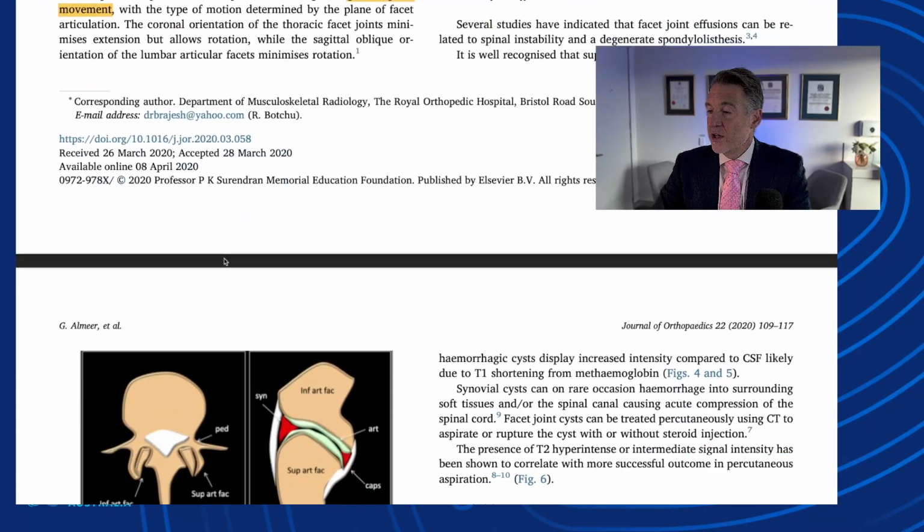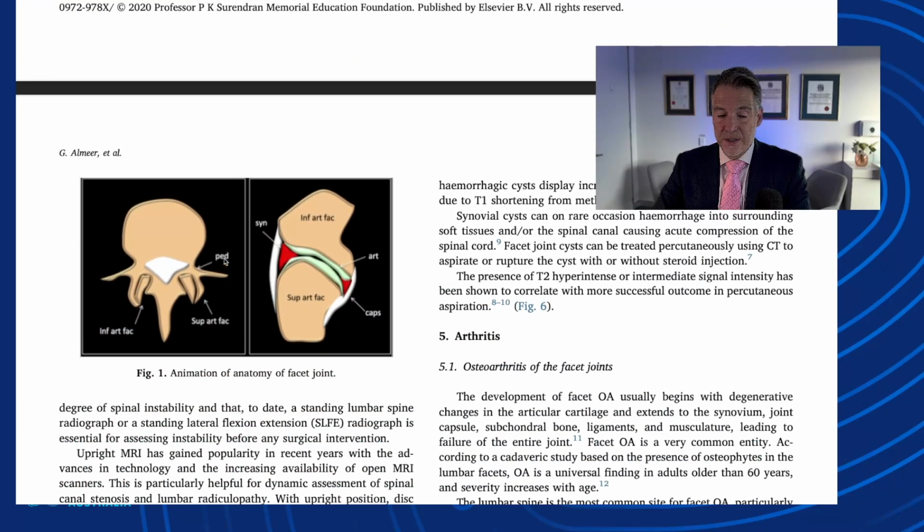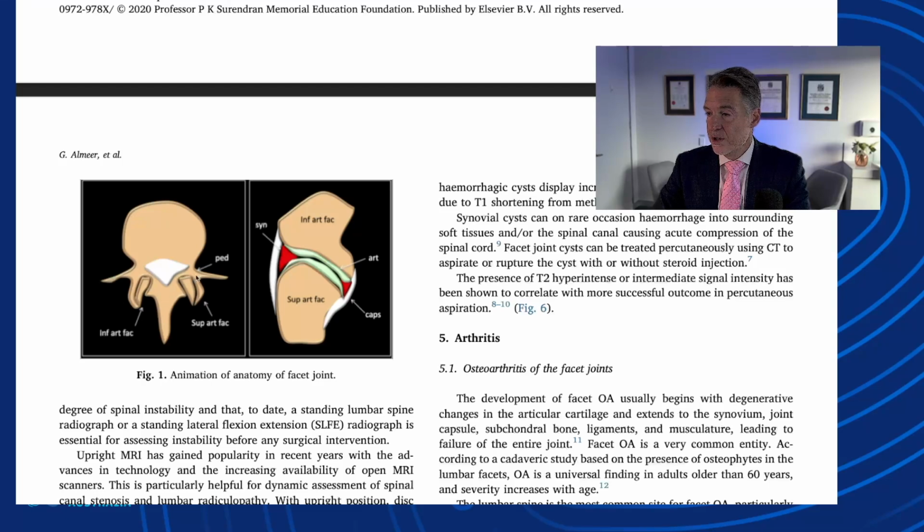Let's have a quick look at a graphical representation of the facet joint. There's the top part of the facet joint, the bottom part of the facet joint. There's the synovium and synovial space, and then of course there's that outer capsule.